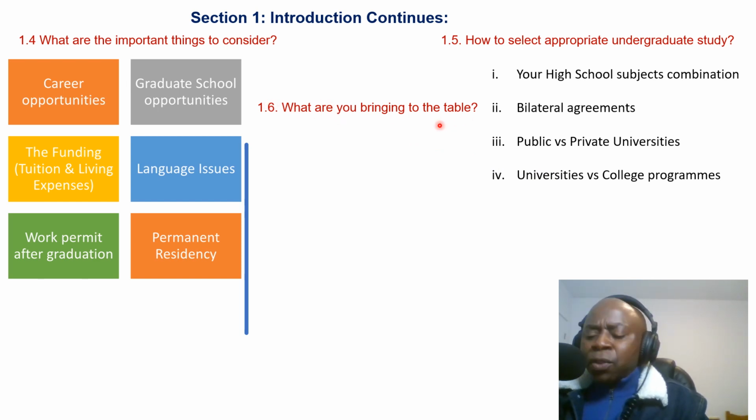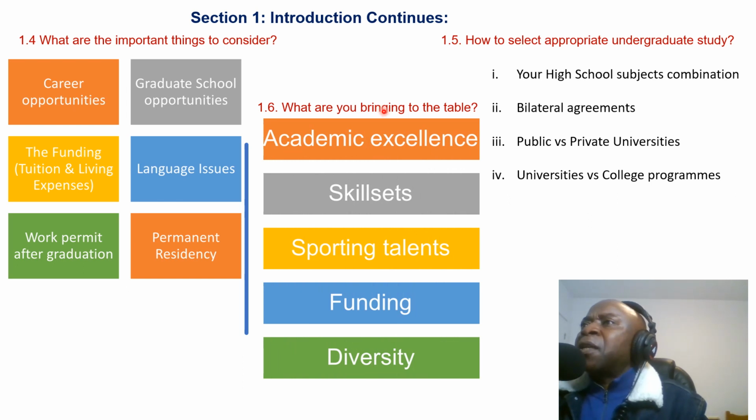What are you bringing to the table? People that want to give you admission, you want them to give you admission. Okay, what are you bringing to the table? What do you think they are going to benefit if they consider your application? So number one is academic excellence, and that has to do with the degree of your result. Excellence. Are you an excellent student? If you're an excellent student, it puts you in a good position.